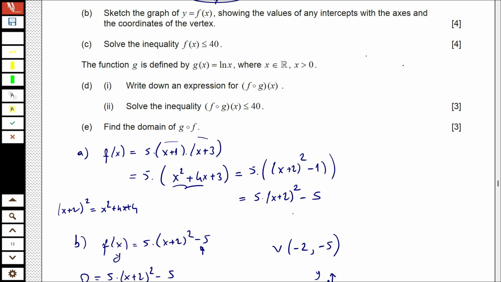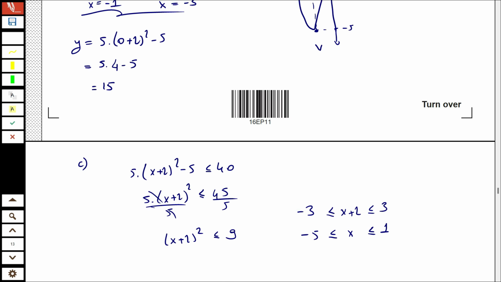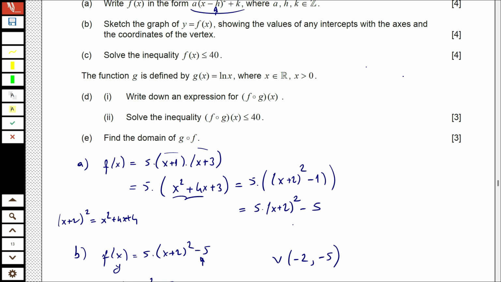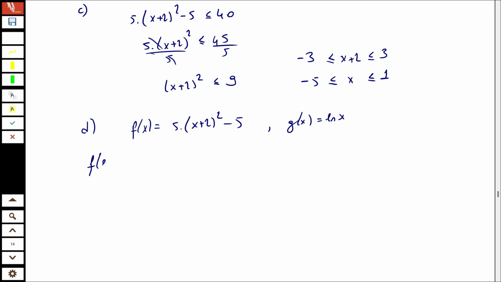And the next question: the function g is defined by g of x equals ln x, for x greater than 0. Write down an expression for the composite function f of g of x. I know that the function f is 5 times (x plus 2) squared minus 5, and g of x is ln x. We are looking for the composite function f of g of x. It means you're going to replace x by ln x in the function f of x. It's going to be 5 times (ln x plus 2) squared minus 5, right?